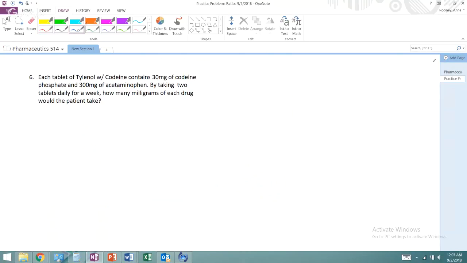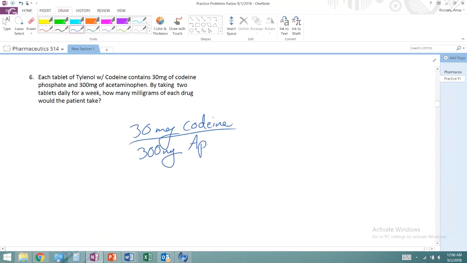All right. Each tablet of Tylenol with codeine contains 30 milligrams of codeine phosphate, which I always misspell. I always mix the E and the I together. And 300 milligrams of acetaminophen, which you'll find out APAP is the abbreviation you'll see all the time for acetaminophen.